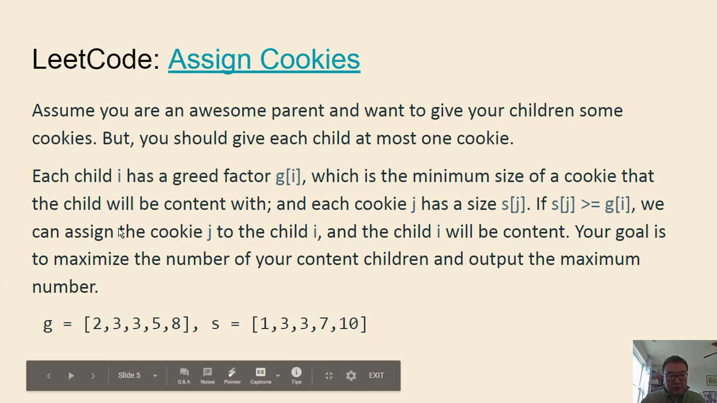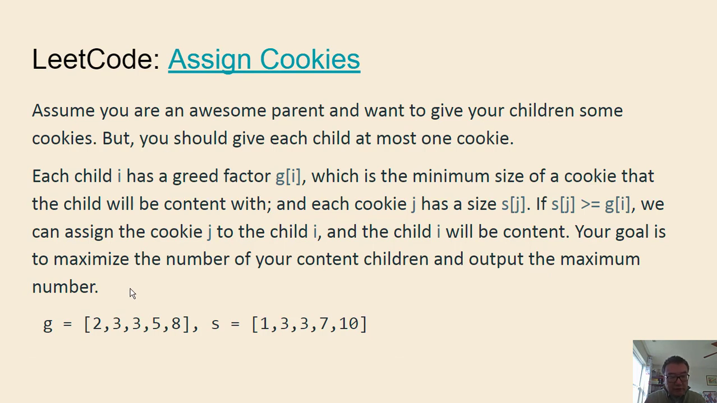So let's take a look at this example. If we have 5 children, the greed factors are 2, 3, 3, 5, 8, and we have 5 cookies: 1, 3, 3, 7, 10. So I think it's pretty obvious. Look at this. We can satisfy 4 of the children. So now the question is how to solve this more generally.